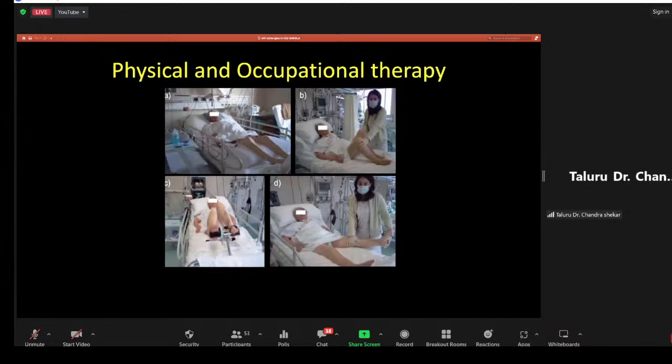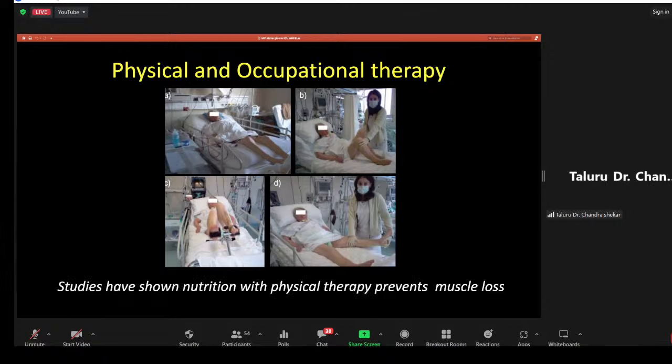So physical and occupational therapy is something which is very, very neglected in the ICUs. We have started making patients sit with ventilators. We are trying to make them walk with the ventilators now. So don't think that physical therapy is only for patients who are off the ventilator. Studies have shown that nutrition with physical therapy prevents muscle loss. The size of the muscle decreases if there is no physical therapy, even if you give adequate nutrition. That's what the statement means. So physical therapy and nutrition should go hand in hand.